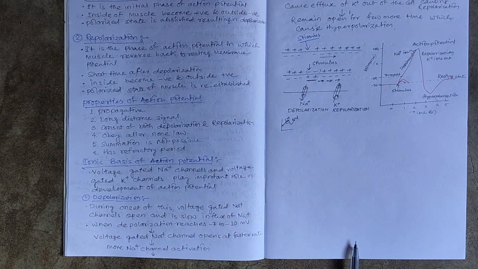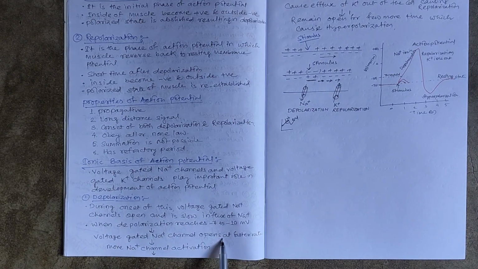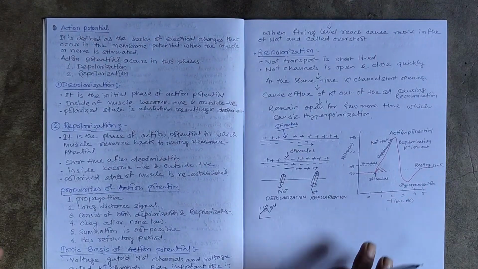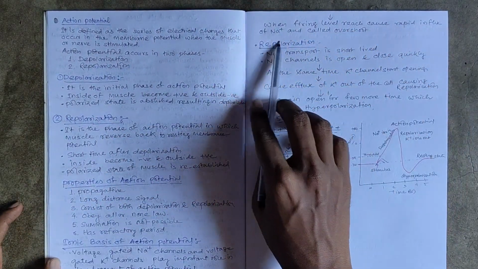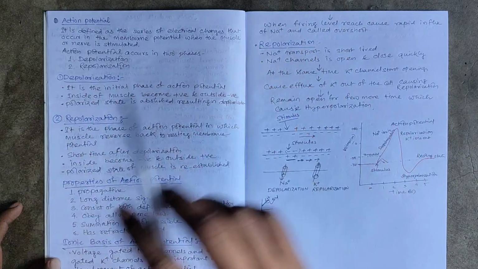During onset of depolarization, the voltage gated sodium channels open and there is a slow influx of sodium ion. When the depolarization reaches -7 to -10 millivolt, the voltage gated sodium channel opens at a much faster rate. Then more and more sodium channel activation occurs. Then when the firing level is reached, it causes rapid influx of sodium, called overshoot.